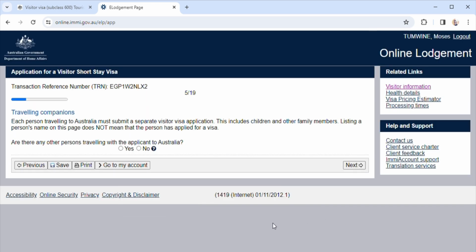So we go to the next step. Each person traveling to Australia must submit a separate visitor visa application. Is there any other person traveling with the applicant to Australia? You say no. Then you say next.